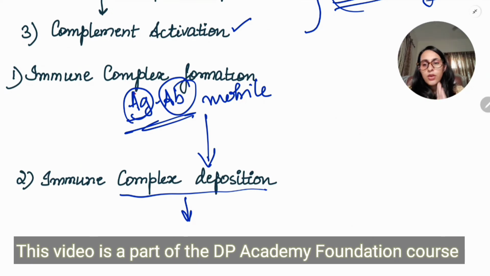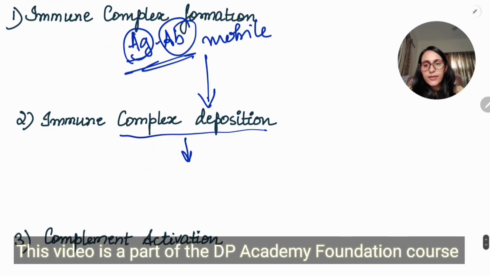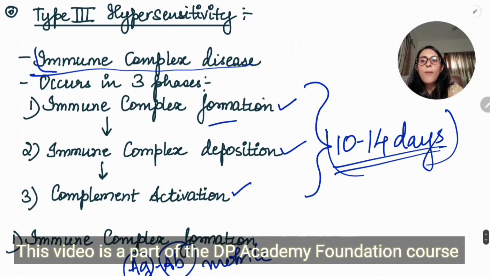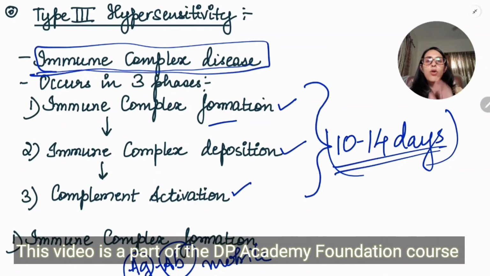Usually the medium size complexes are the ones that cause more problems. Then it is going to activate the complement system and cause signs and symptoms in the body. So this is type 3 hypersensitivity, which is immune complex disease. Basically, this immune complex is the antigen antibody complex that is going to cause the problem. First, this antigen antibody complex is formed.